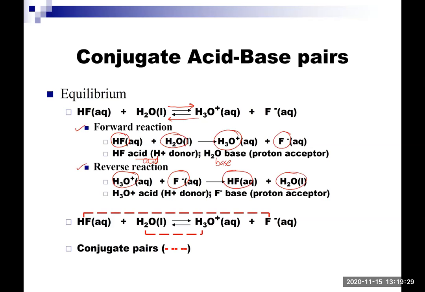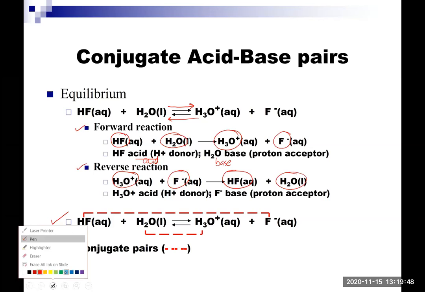Now let's look at the bottom of the screen here. And you can see that HF and F minus are conjugate pairs. H2O and H3O plus are also conjugate pairs. Let's think about the differences between the acids and the bases here. And so again, an acid, according to Bronsted-Lowry, is a proton donor, and a base is a proton acceptor.